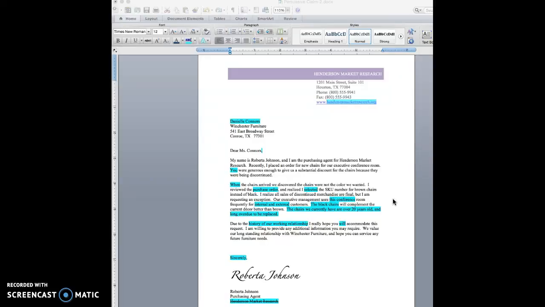And the last sentence, we value our long-standing relationship with Winchester Furniture and hope you can service any future furniture needs, is okay. I probably wouldn't say it because I feel like there's a little bit of a veiled threat there, and we really want to avoid that. Winchester Furniture did nothing wrong. The fault is entirely yours. So I would probably replace that.